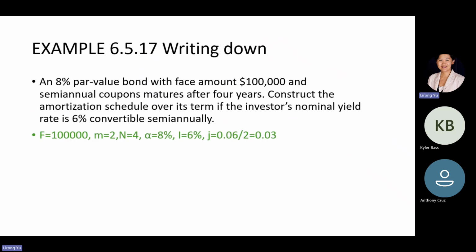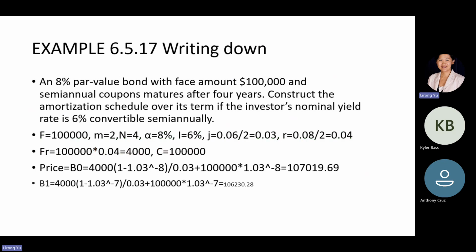So we're gonna see how the book value is slowly decreasing. And we don't have the price, so we look at the price calculation. F times R is our coupon payment of 4,000. The final redemption amount is 100,000. And then let's calculate the price.